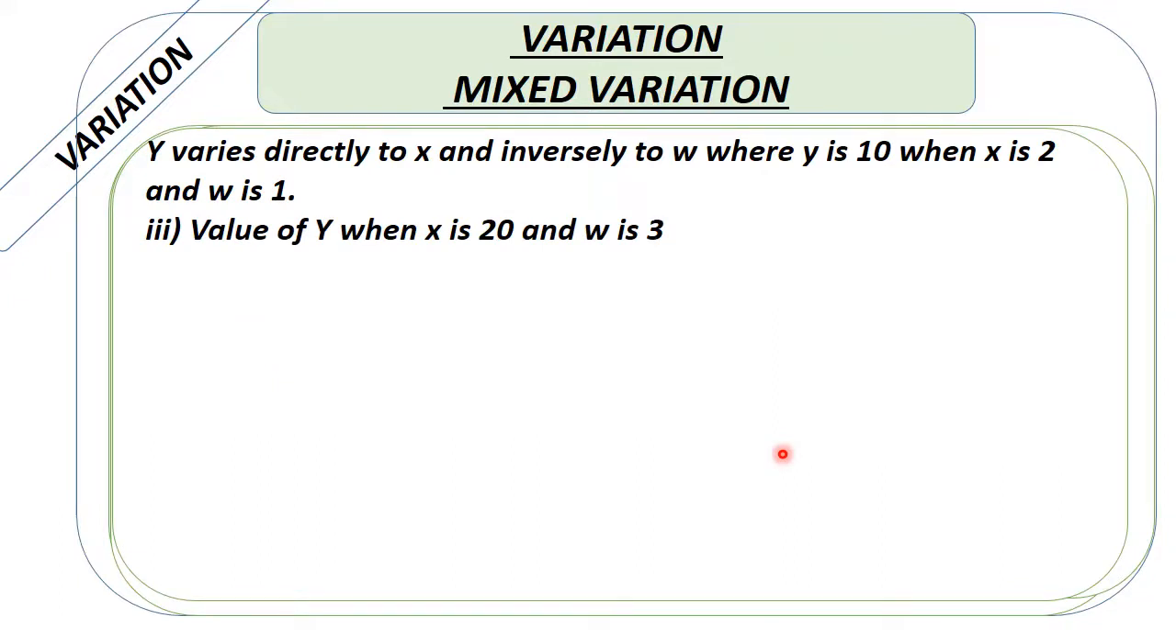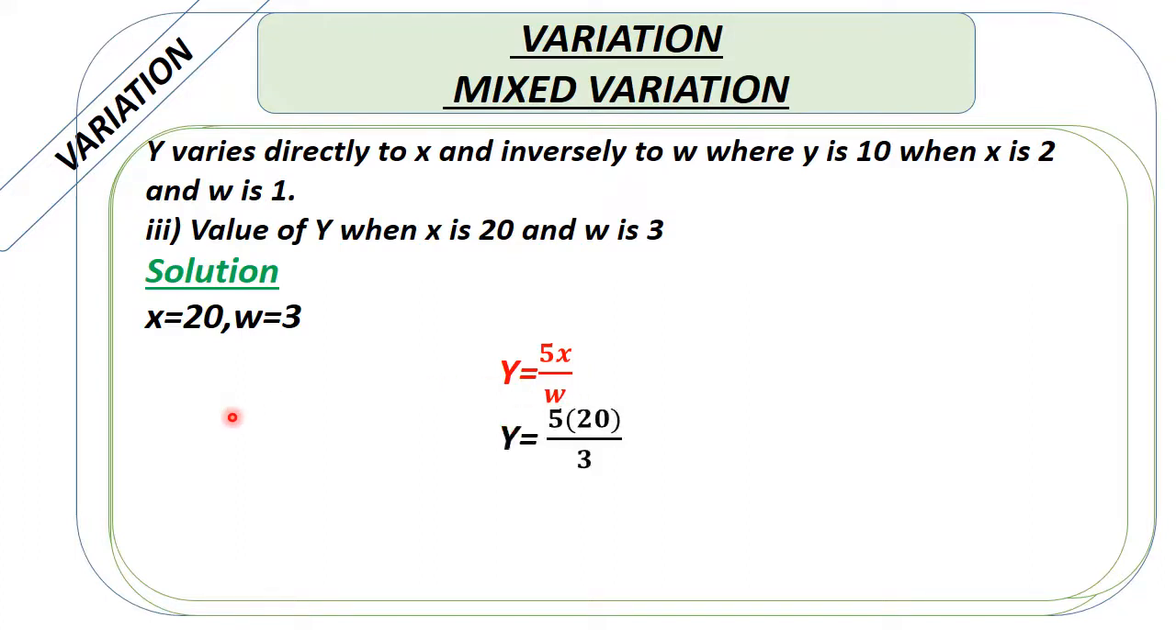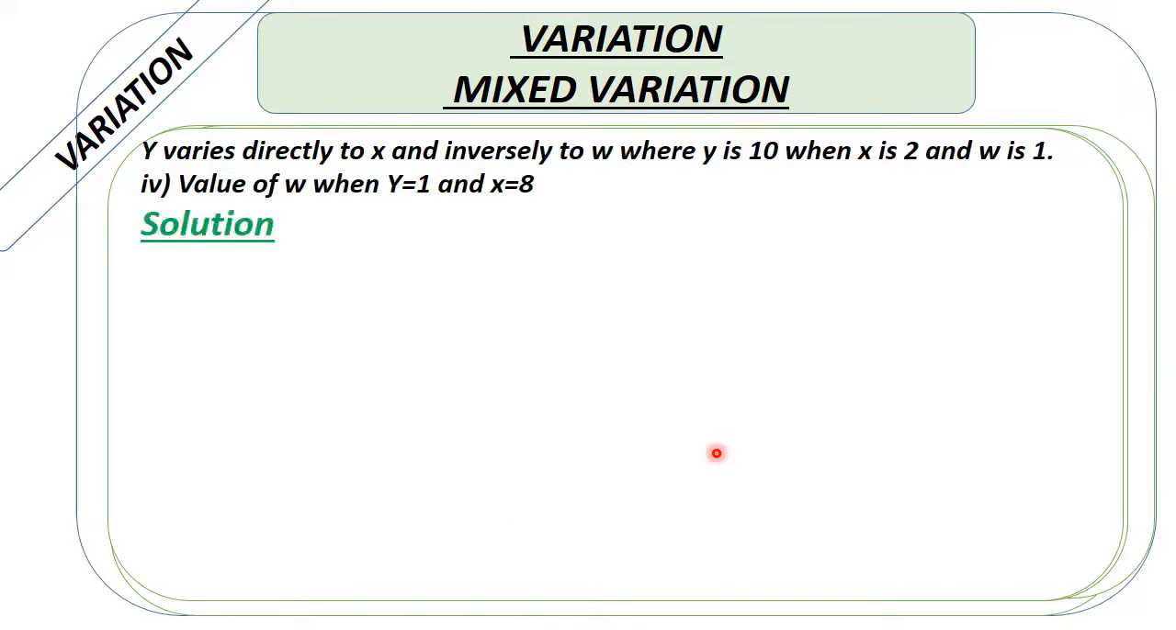Third, value of y when x is 20 and w is 3. So we have been given x to be 20 and w 3. So they want us to find the value of y. So y is equal to 5x over w. So we're going to substitute again. Where there's x, we put 20. Where there's w, we put 3. So we're going to have this. So 5 times 20, it's going to be 100 over 3. And we can write this as a mixed fraction. 3 into 100 is 33, remainder 1 over 100.